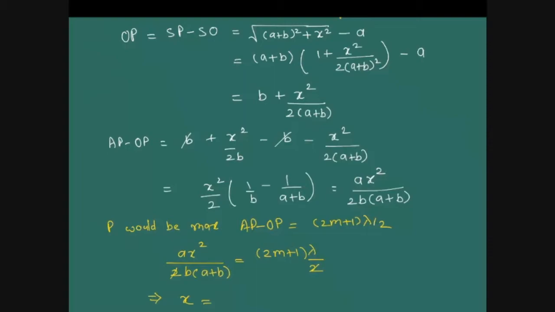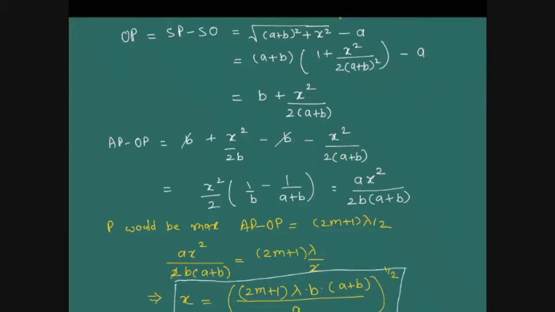In the form of x, we have to take root of 2m plus 1 into lambda into b into a plus b, raised to 1 by 2, and at the bottom you will have only a. Condition for bright spot. Similarly, calculate it for the dark spot. So it is the condition for maximum.